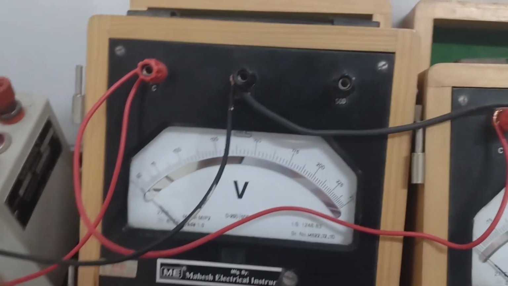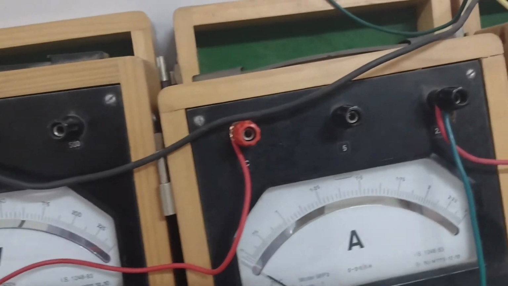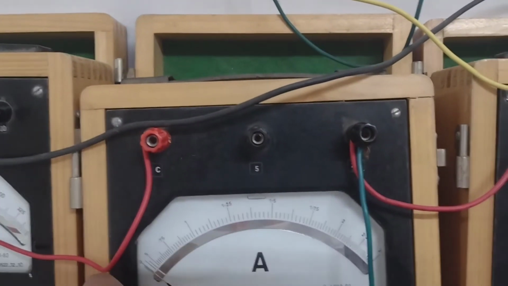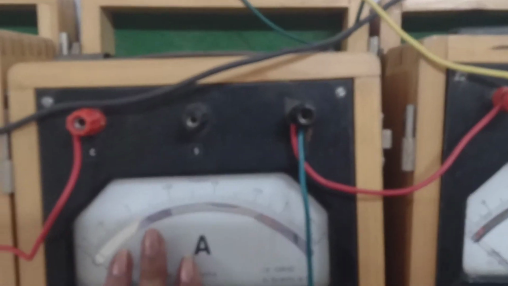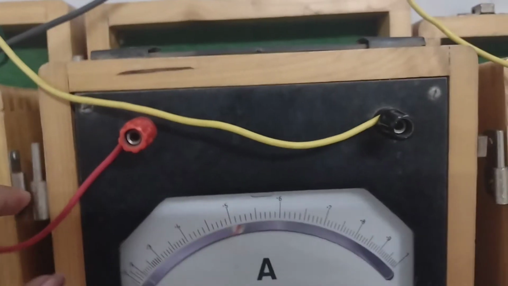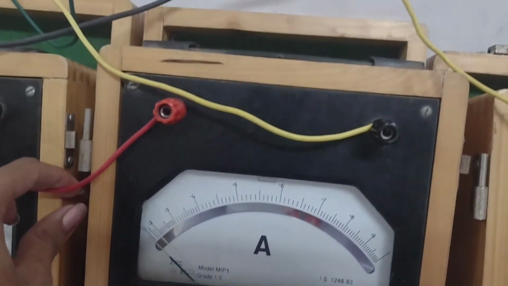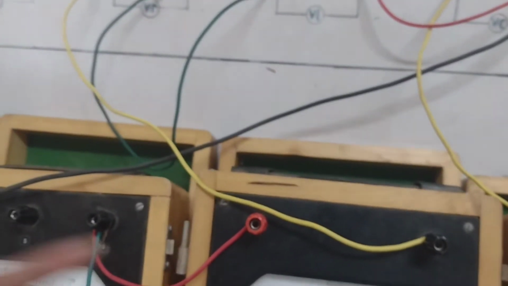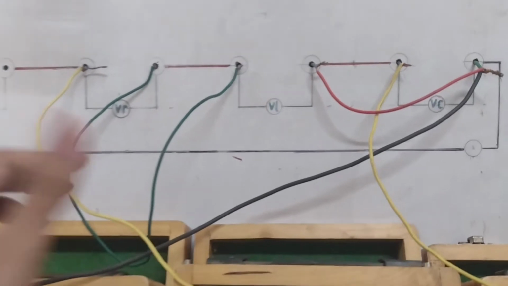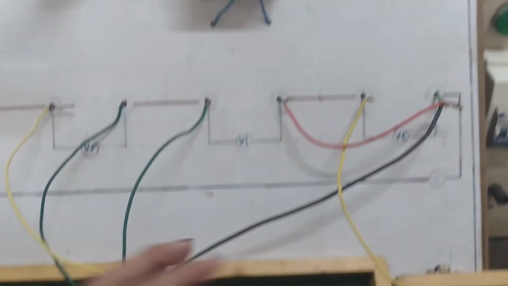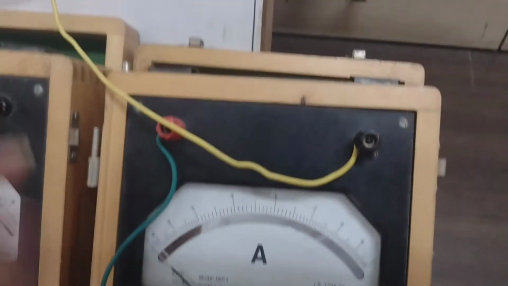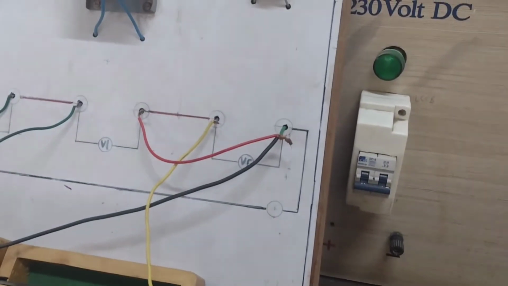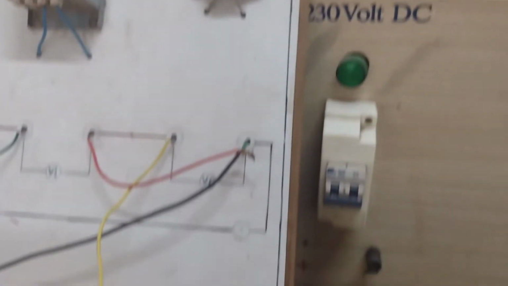This voltmeter measures the supply voltage, this ammeter measures the total current, this ammeter measures the current flowing through the resistive and inductive load, that is IRL. It is connected in series with these two loads, and this ammeter measures the current flowing through the capacitive load and is connected in series with this capacitive load.